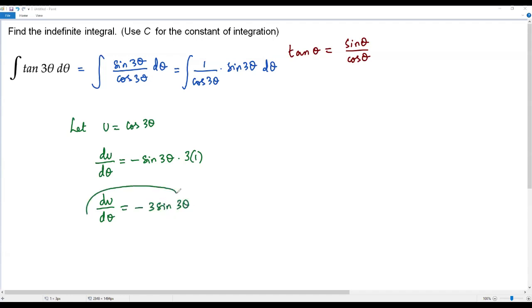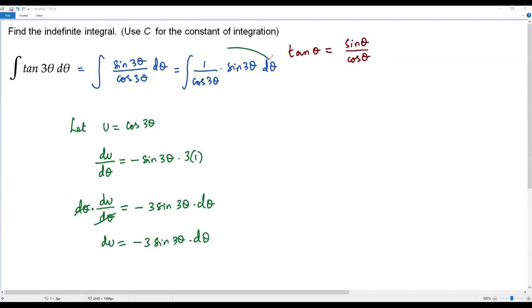Okay, now to solve for du in this equation, I have to get rid of this d theta that we have in the denominator. For that, I multiply both sides of this equation by d theta. Then d theta over here will cancel out. I'm getting du equals negative 3 times sine 3 theta times d theta.